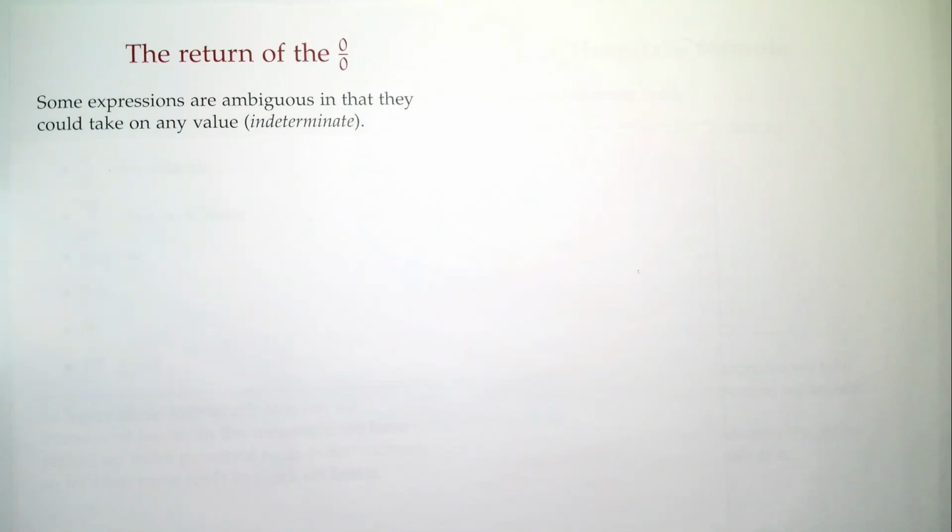See, 0 over 0 could be anything. Now, ambiguous sounds too nice and conversational. So we had to come up with a more complicated word which we couldn't spell. So it's also called indeterminate, which means that we don't know what it is. You can't determine the value just from the expression alone. You have to use additional information.